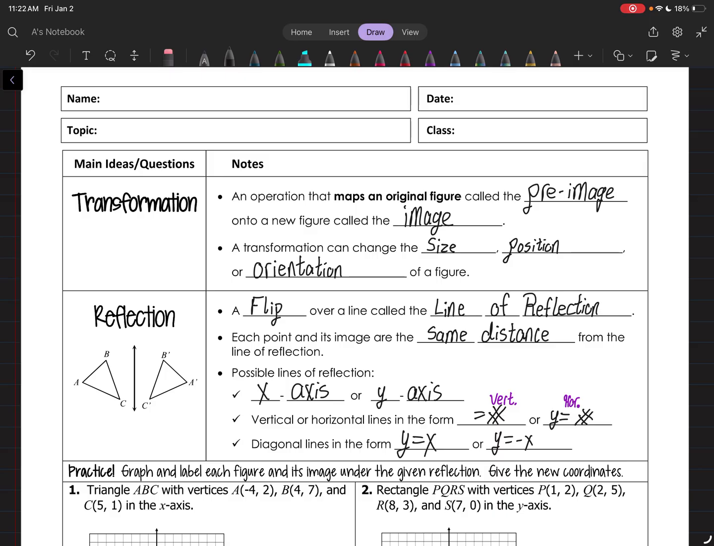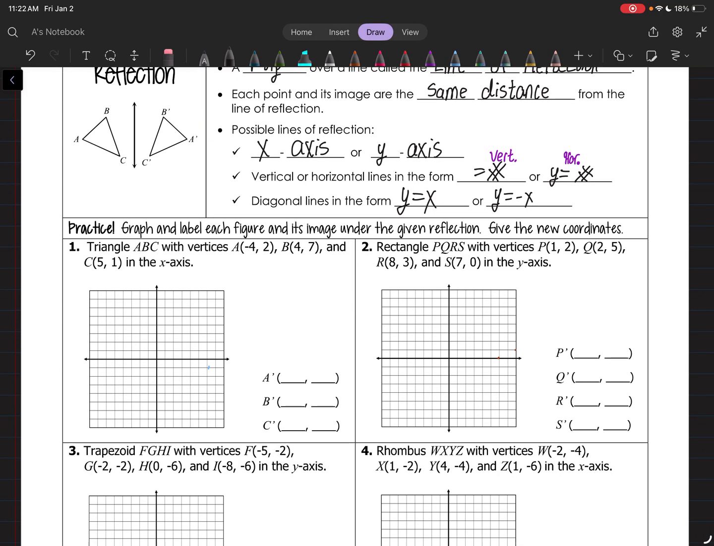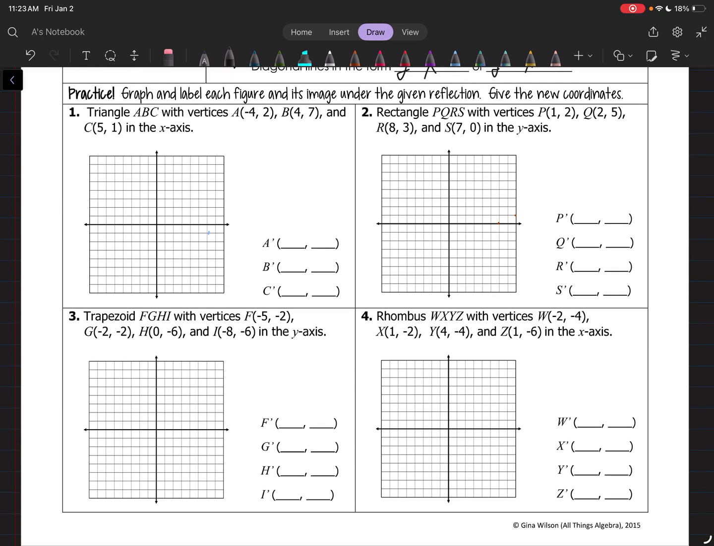For a reflection, we are flipping an image over a line, which is simply called the line of reflection. The key parts of this is that each point between the image and the line, and between the line and the pre-image, are the same distance apart. The possible lines of reflection are the x and y axes, vertical or horizontal lines. So this will be x is equal to a number for vertical, y equals a number for horizontal. Or you can have diagonal lines, y is equal to x, y is equal to negative x. That is where it will stop for math 2.